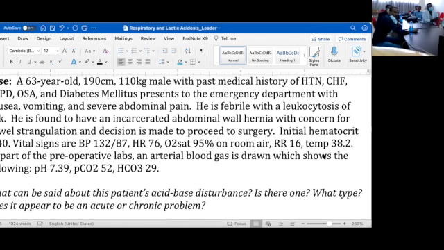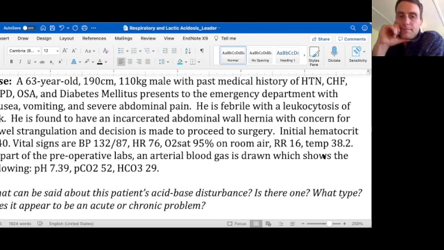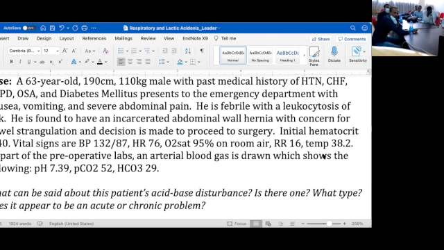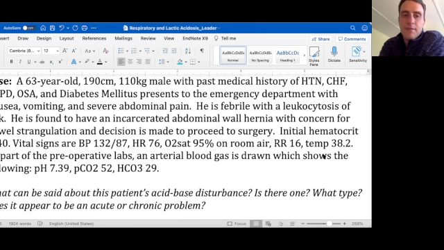It looks like chronic. Okay. What indicates that to you? HCO3 is increased by 12, and bicarbonate is increased by 3. The compensation for chronic respiratory acidosis is 4. It's comparable. Very good.